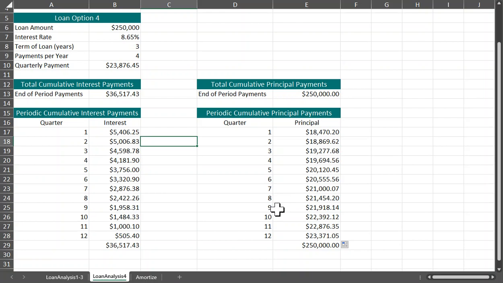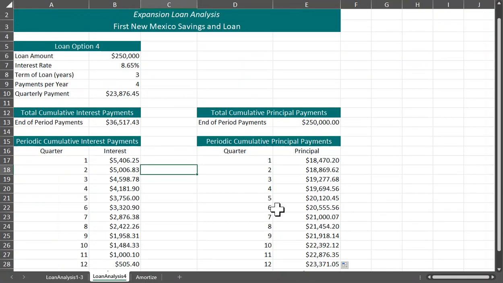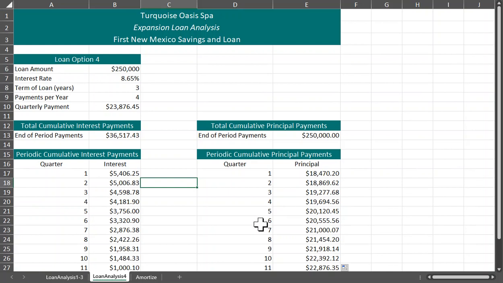So that is doing another loan analysis where we use the cumulative function that allowed us to calculate the total amount of interest that we paid over the course of the loan and the total amount of principal we paid over the course of the loan. And obviously these two should match because we paid off the loan.